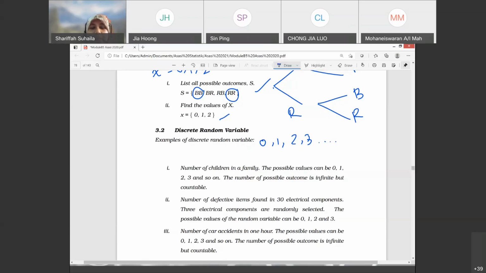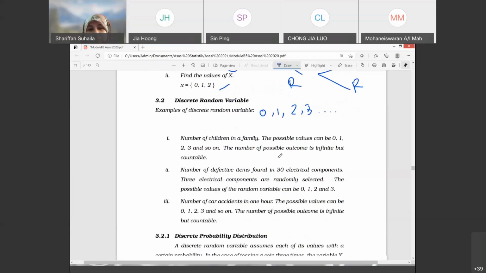For example, the number of children in a family. It can be either no children, only 1, only 2, and also 3, and so on. Or it can be the number of defective items found in 30 electrical components. So it can be 0, 1, 2, and 3. Or the number of car accidents in 1 hour. It can be no car accident, only 1 car accident, 2, and so on. There is no 2.5 or 3.5. So that one is a discrete random variable. Now this one is your discrete random variable.